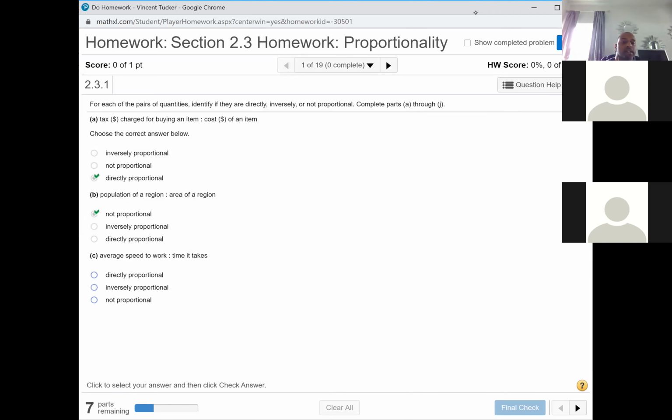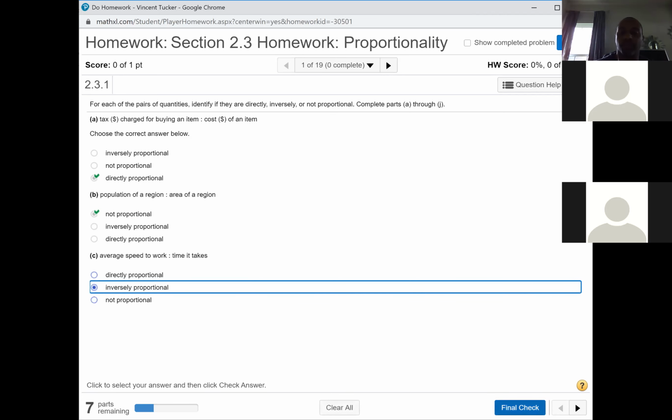All right. Next one, average speed to work, the time it takes. So as your speed increases, the time it takes to get somewhere decreases. So that means they are inversely proportional.